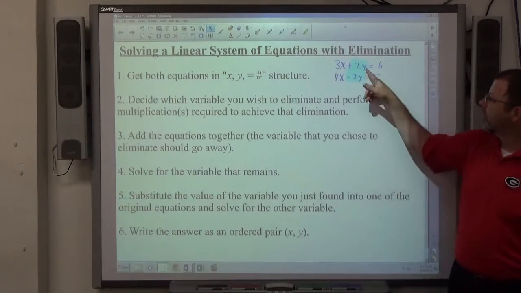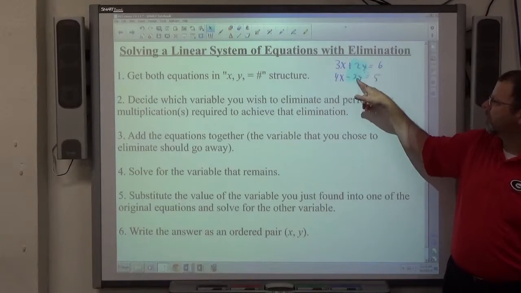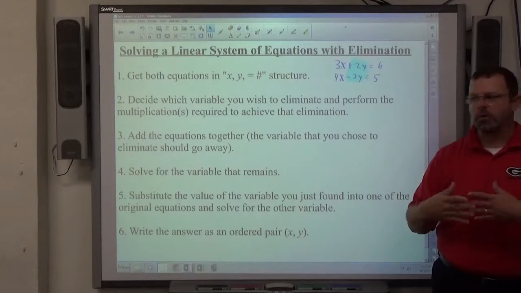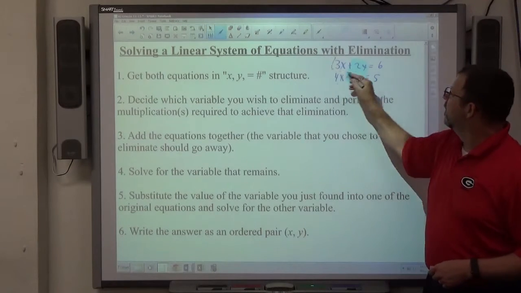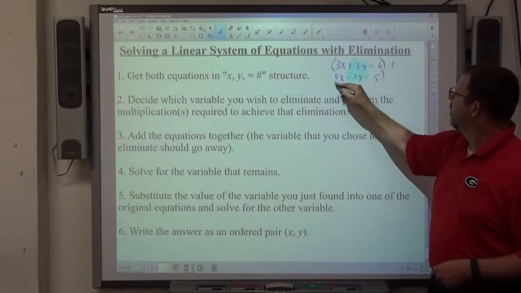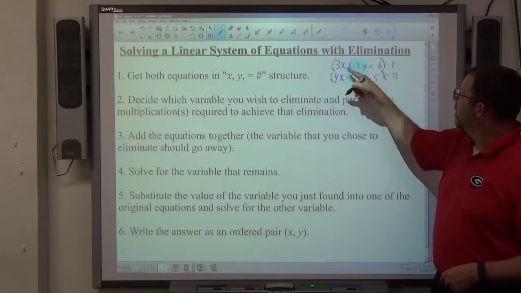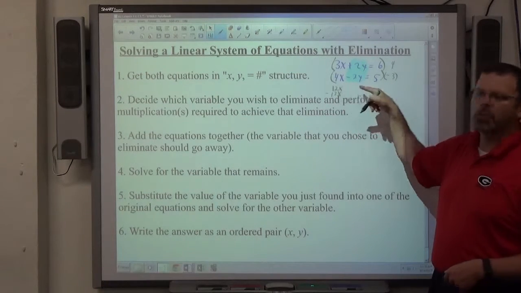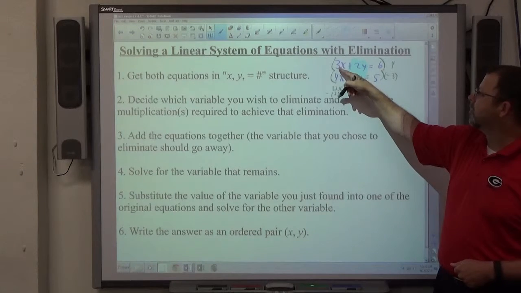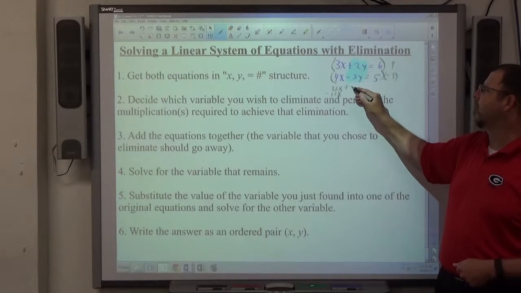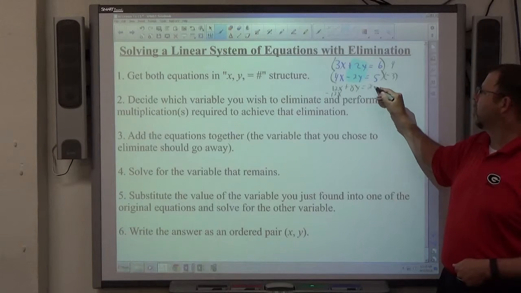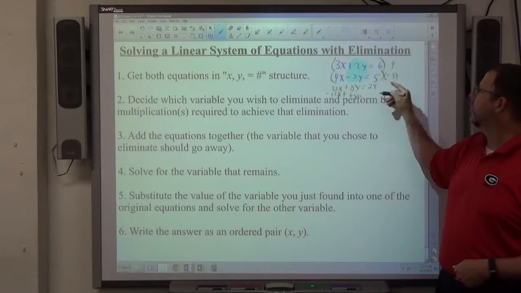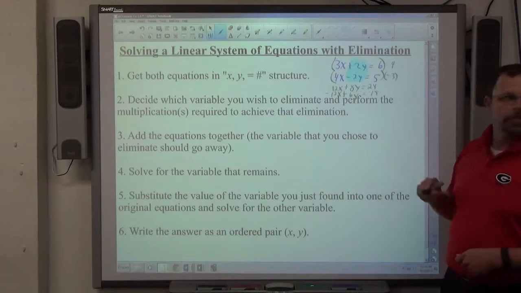Alright? So what you're looking for in step 2 is you want this picture here in your problem. If it's not there, you need to perform some multiplications. This times 4, this times negative 3. That would make 12x on the top one, negative 12x on the bottom one. Now the x's would cancel. But the consequence of multiplying this times 4 is this gets multiplied by 4, and this gets multiplied by 4. That got multiplied by negative 3, so this gets multiplied by negative 3, and that gets multiplied by negative 3.